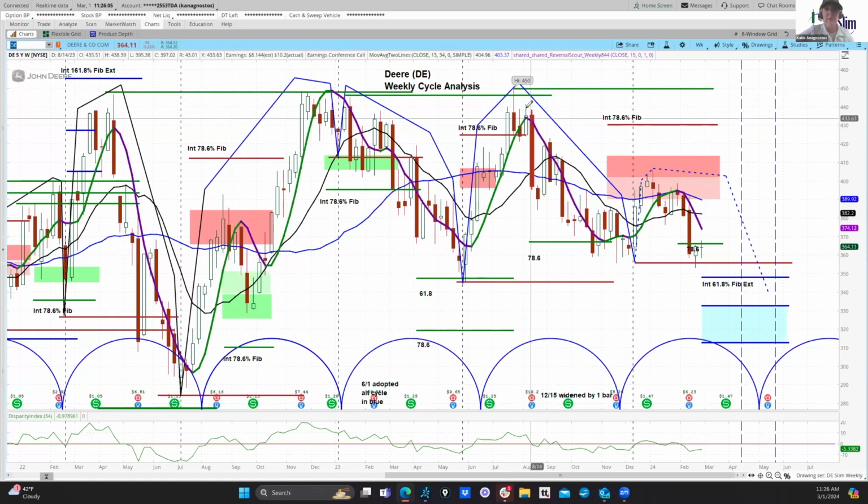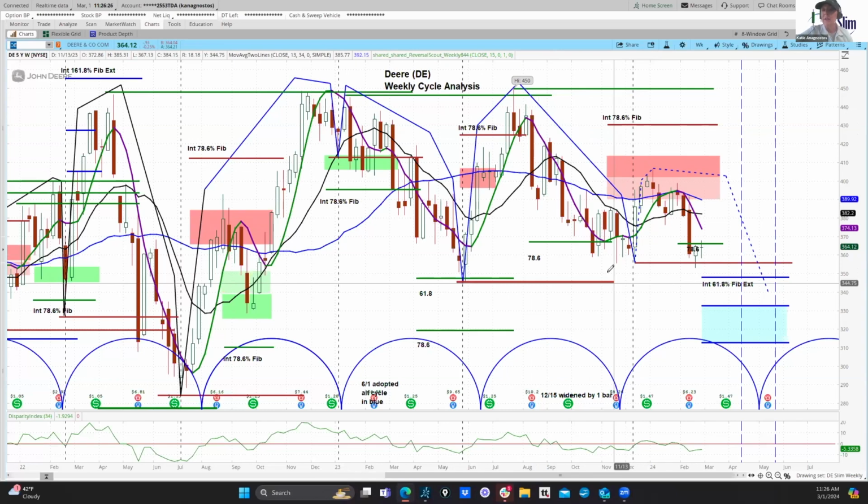So strong resistance there. Then we got this bearish engulfing candlestick on earnings, and the reversal scout turned negative. So that helped us to confirm that the cycle peak was in place, and DEER declined through all the supports, including the 78.6% fib, almost back down to this cycle low support.